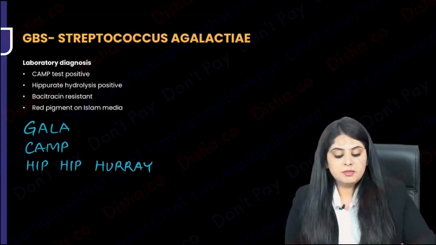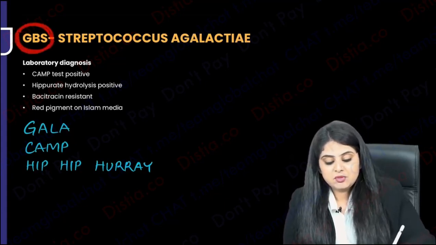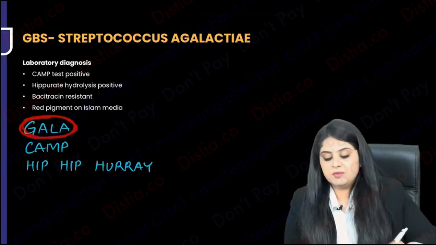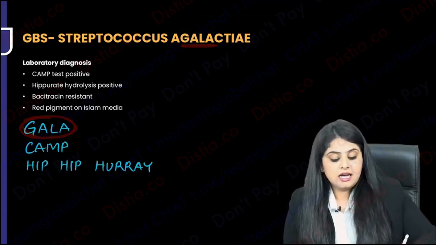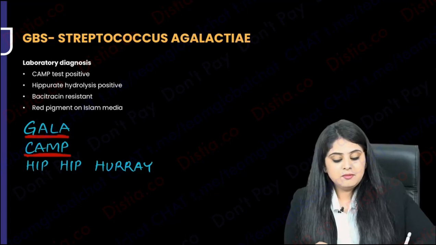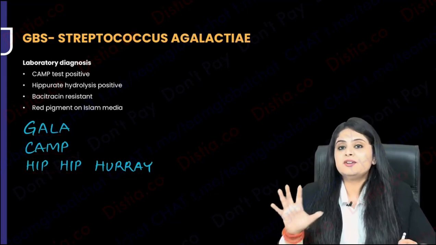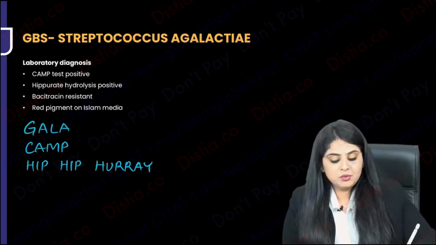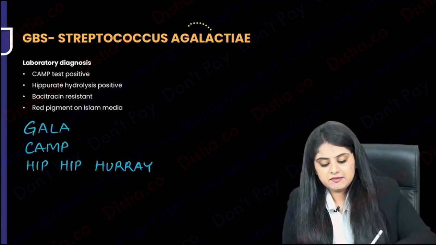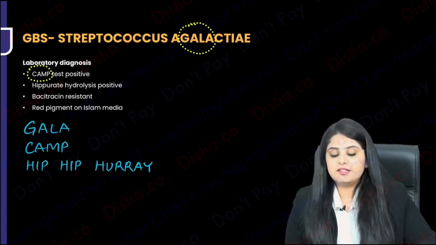So remember, time for some hip hip hooray. What is hip hip hooray? So group B beta hemolytic streptococcus, which is Streptococcus agalactiae, which I'm calling gala. Okay, agalactiae is gala time. So it's time to have a gala time. Gala time where? We are going camping. Hip hip hooray. That is how you learn it. You're going to have a gala time in the camp. So when I say gala, you obviously know that we are talking about agalactiae. Very good. When I say camp, there is a test which I'm going to show you called CAMP test positive.